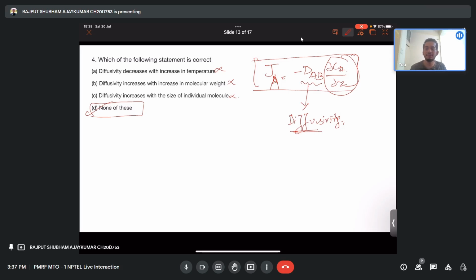Similarly, on Fick's second law, many questions have been asked. If you know the basics, like what is Fick's first law, what is Fick's second law, what is the equation of continuity, and how Fick's second law is derived from the equation of continuity by taking a fluid element at different positions like point x, y, z, or x plus delta x, y plus delta y, and z plus delta z, you'll be able to solve all these equations easily.